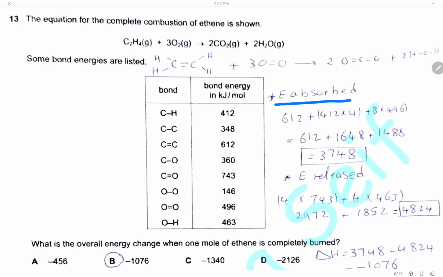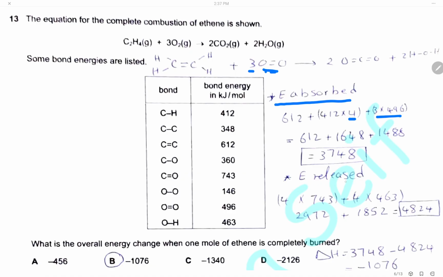We have 1 carbon-carbon double bond, which is 612, and 4 hydrogen-carbon bonds, which is 412, so I multiply by 4, and we have 3 oxygen double bonds, 496, so I multiply by 3, and the total energy absorbed will be 3748.